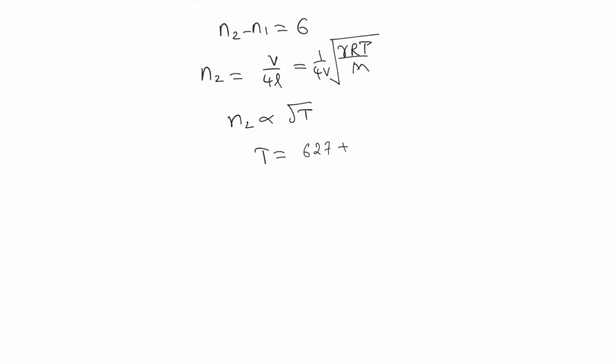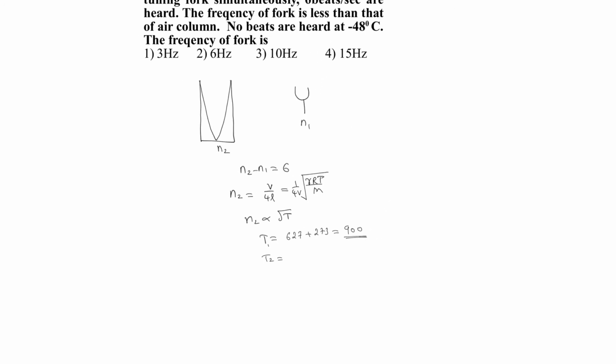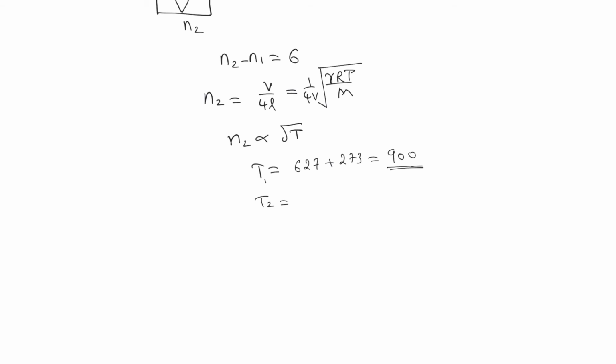627 degrees Celsius. We need to convert it to the Kelvin scale, plus 273, which is equal to 900. Now the temperature becomes equal to T2, which is given as minus 48 degrees Celsius. So we can write it as minus 48 plus 273, which is equal to 225 Kelvin.